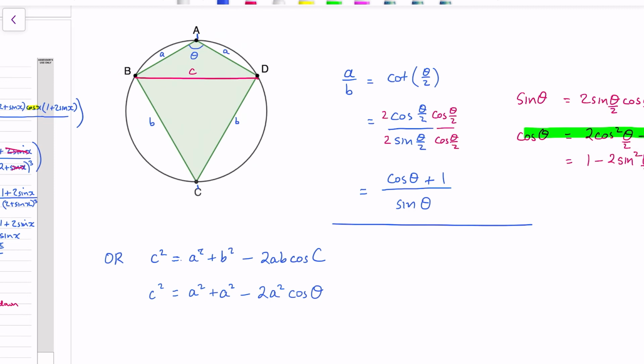Okay, so that's one relationship. And then if I use the bottom triangle, I get c squared is b squared plus b squared minus 2b squared cos, and then this angle down here will be pi minus, well, if we're in radians it's pi, but if we're in degrees it's 180 minus theta, because opposite angles of a cyclic quad. So I get 180 minus theta there.